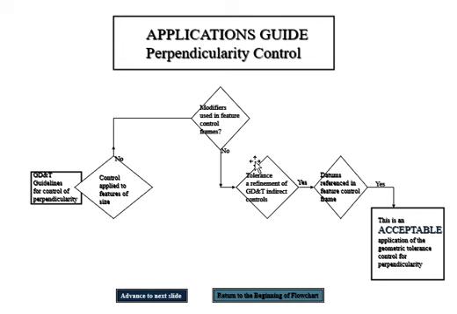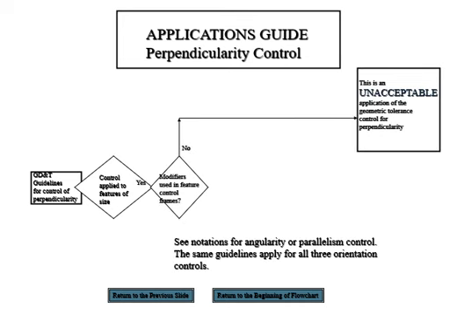The only difference is right here and right here. And then for a feature of size, you look at the modifier, and you don't have it. If you don't have the modifier, we can't do anything about it. It's unacceptable because you're dealing with a feature of size. You need the modifier to keep going.